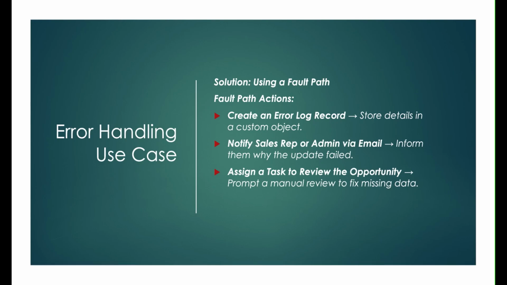And finally, an action. We can assign a task to review the opportunity because the opportunity did not get the update that was required. So maybe a task is sent to the opportunity owner or the account owner saying, please have a look, this did not go through. You might want to talk to your admin, or you might want to manually update if the issue is important, right?